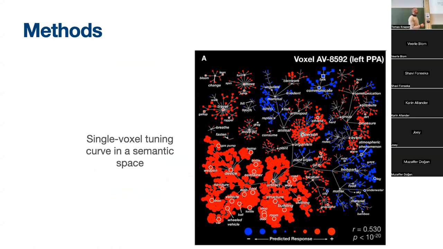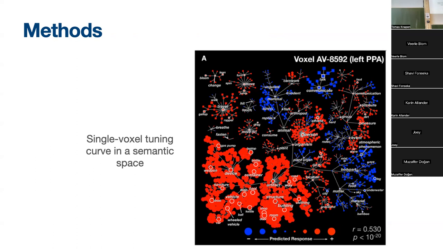And what you see here is then the beta weights for all of these different regressors for a given voxel. So this is a voxel in the parahippocampal place area. It should like places, because that's why this region is called the parahippocampal place area. And you see that it does like things like buildings and containers and devices and vehicles. The thing that you see when you see places, it likes.